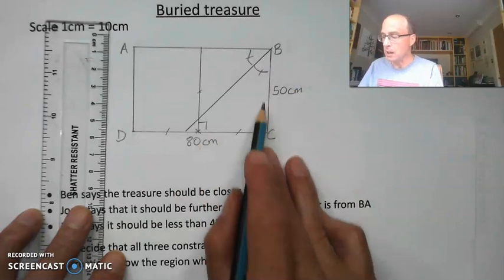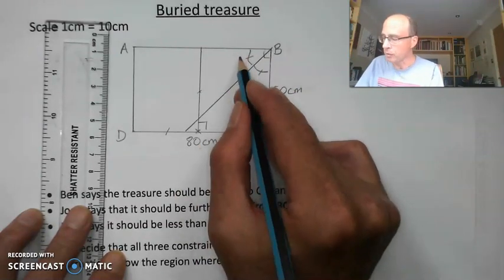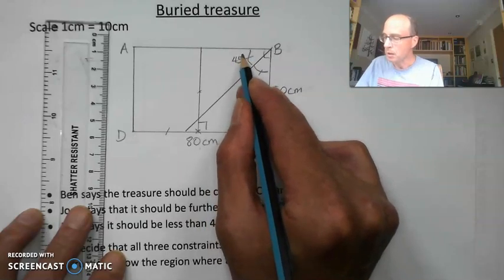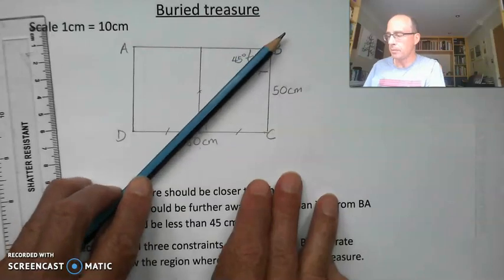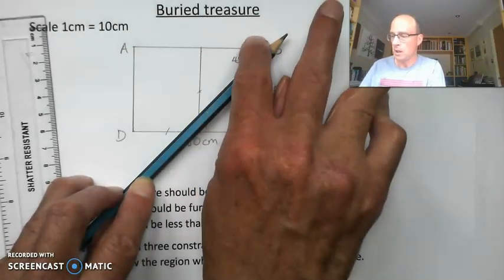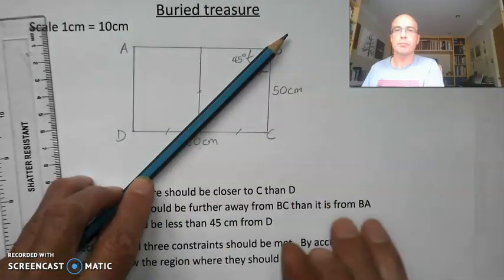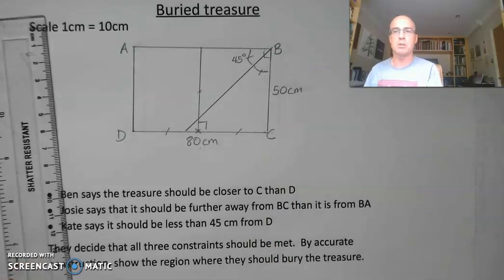So this is a rectangle, so I've got a right angle in the corner. If I cut that angle in half, that's going to be 45 degrees. So all of the points along that line are the same distance away from this line as they are from that line here. So if I've got two lines and I want a set of points that are the same distance away, I'm always going to end up with an angle bisector.